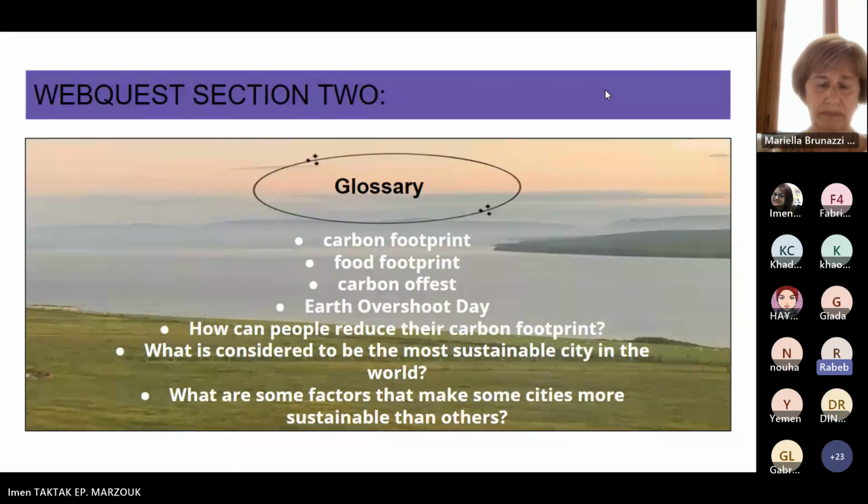There are some definitions of carbon footprint and food footprint, carbon offset, Earth Overshoot Day. How can people reduce their carbon footprints? What is considered to be the most sustainable city in the world? What are some factors that make some cities more sustainable than others?